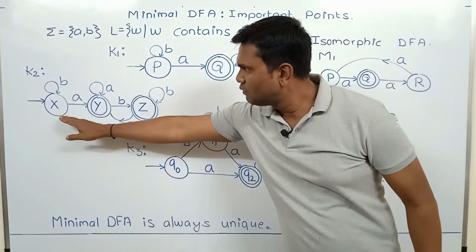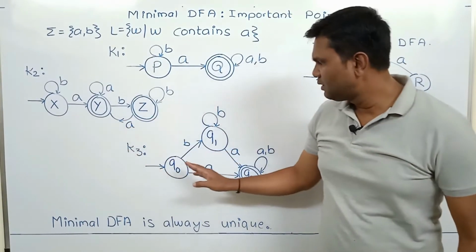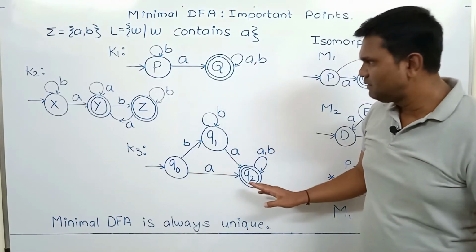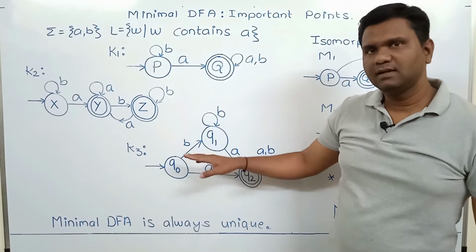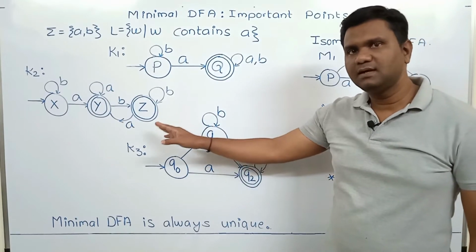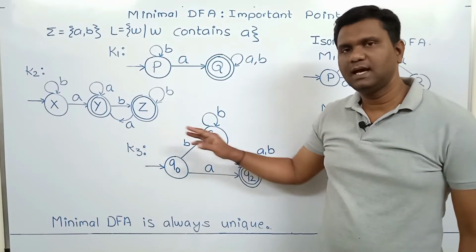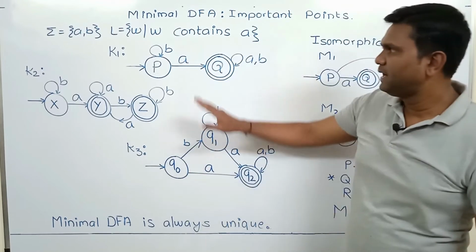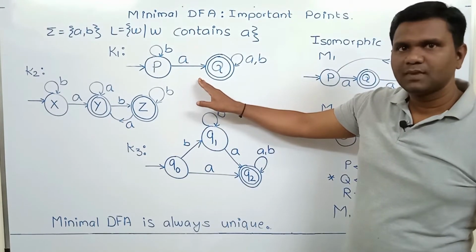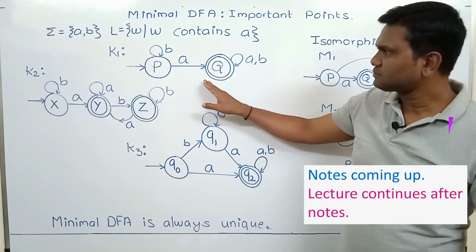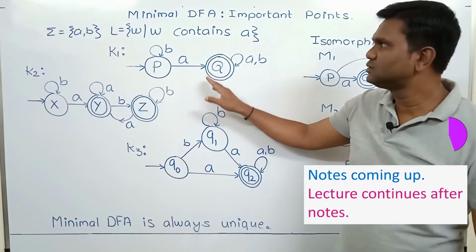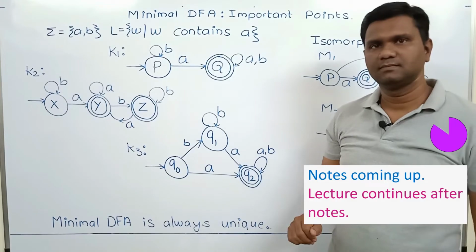Here we have one non-final and 2 final states. Here we have 2 non-final and 1 final state. So K2 and K3 recognize the same language, but they are different. They are not unique. They are non-isomorphic. Whereas the minimal DFA is unique. This is the only possible DFA with 2 states to recognize this language.